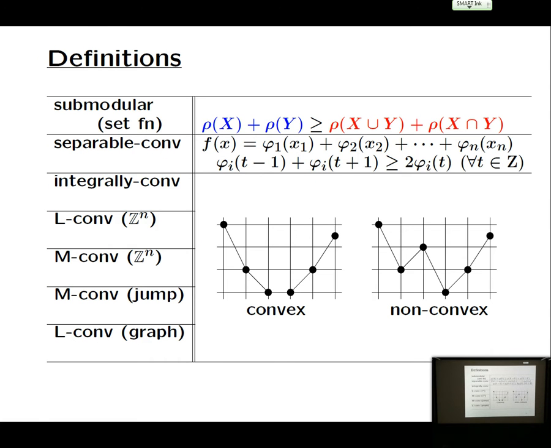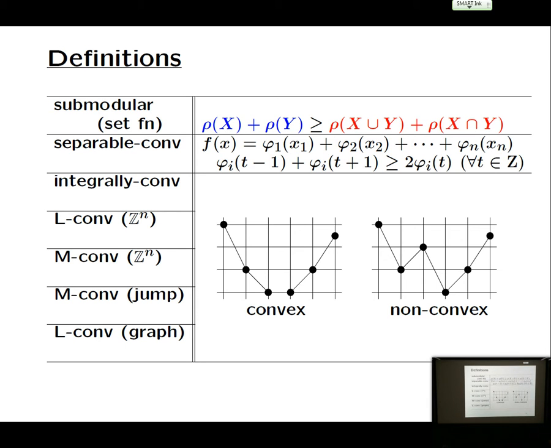Now the definition. You know submodular functions, fine. You know separable convex function. A separable convex function means that f(x) is a convex function that is represented as the sum of univariate convex functions. So x is a vector, and each component appears here, and each function looks like this. This is non-convex, this is convex. If there is only one variable, then it's easy to define what convexity is.